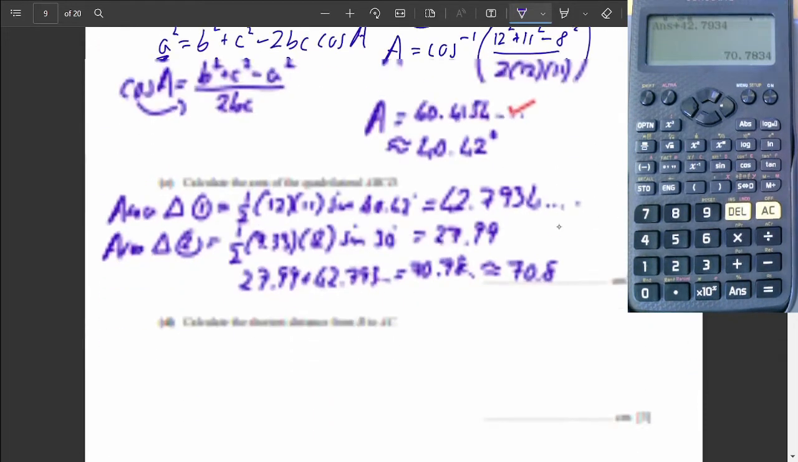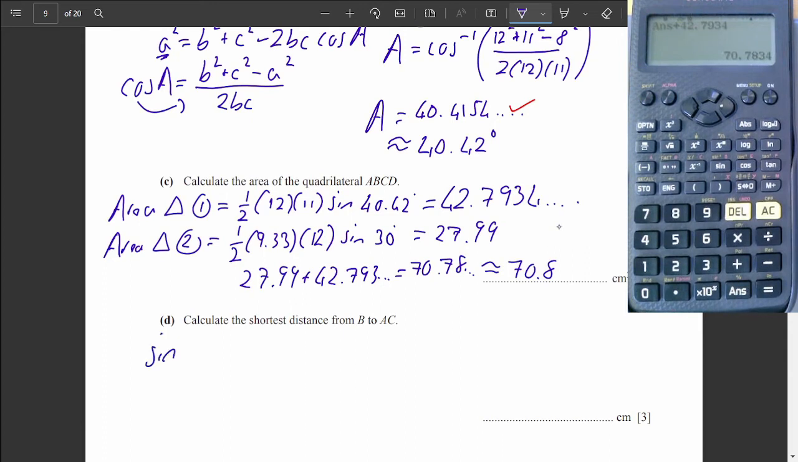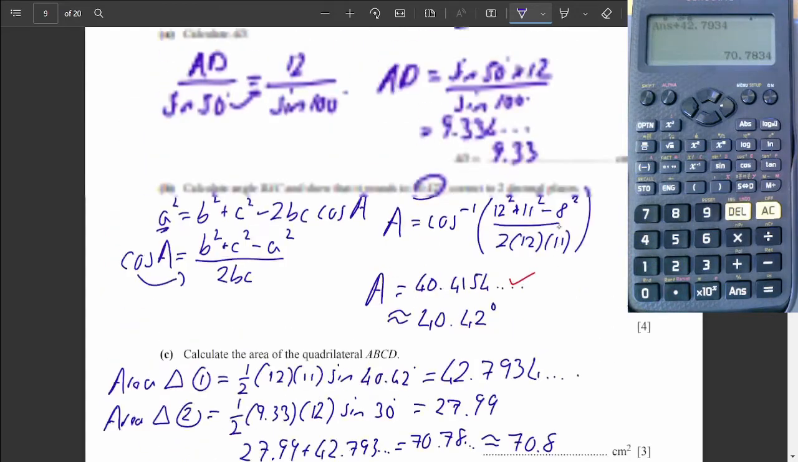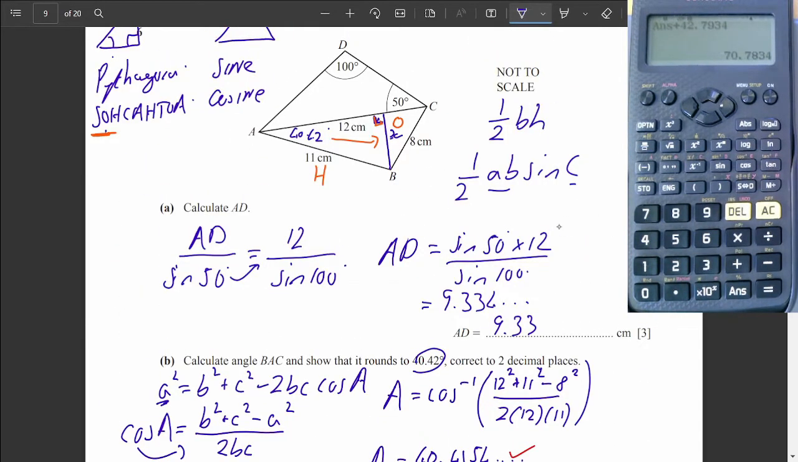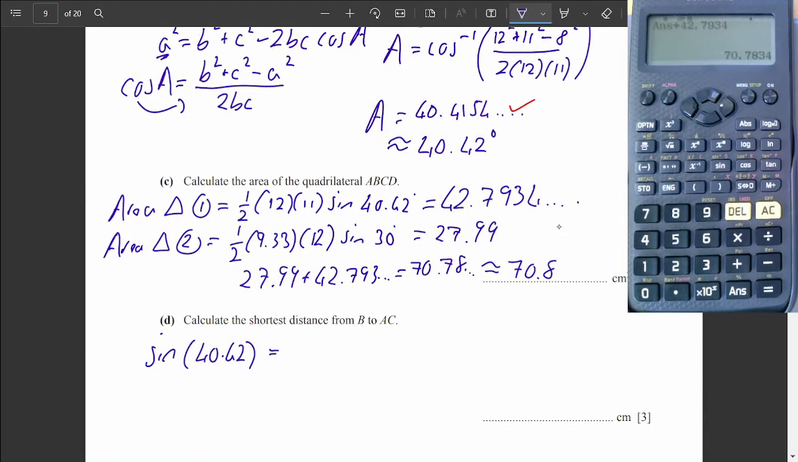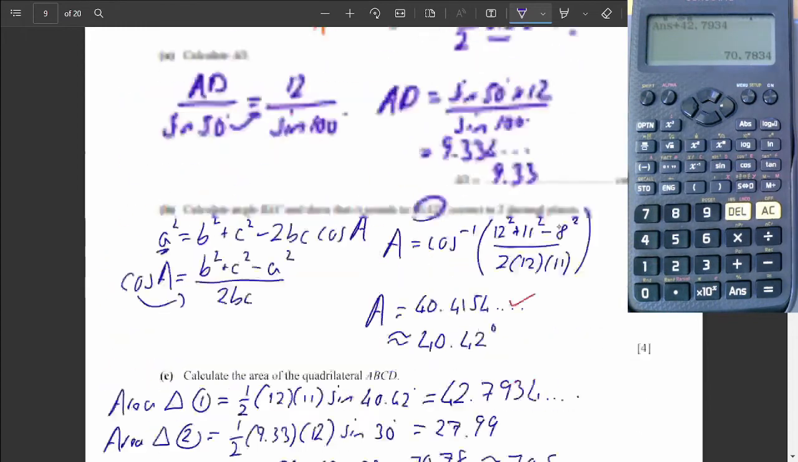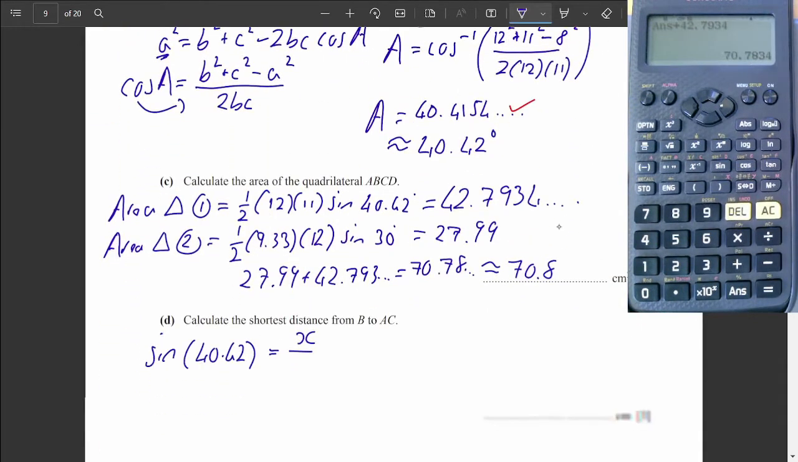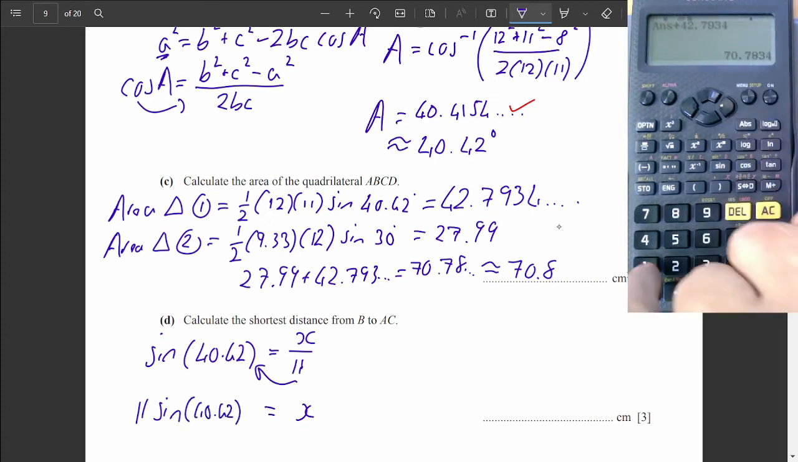Okay, so it's always sin, then the angle, which was 40.42, equals, O is first, so the opposite is first. We labeled it X, over the hypotenuse, which we saw was 11. So to work out X, we just need to multiply by the 11 there. So it's 11 times sin 40.42. Let's go for it.